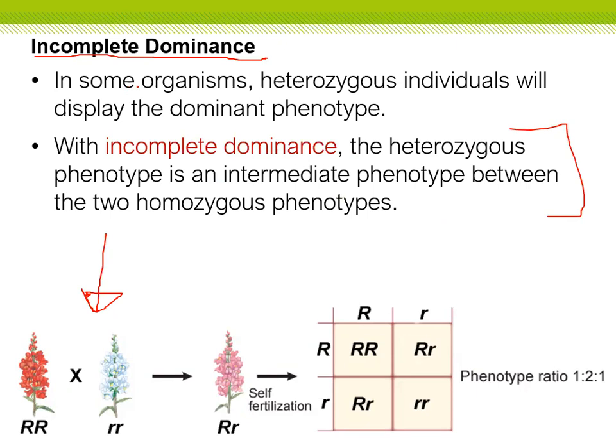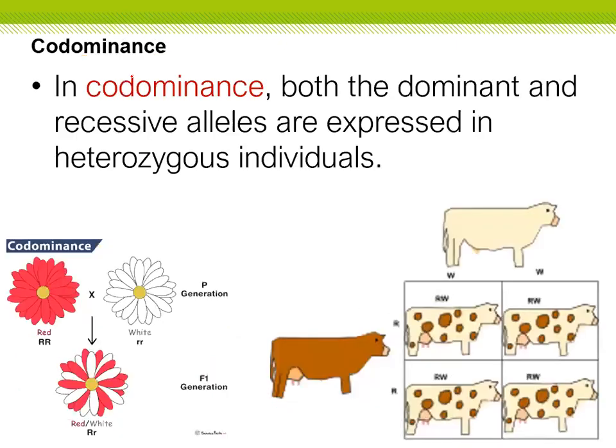Now this is different though. We go from dominance to incomplete dominance to something called codominance, where both of these alleles are shown. One example here is a red and a white flower is going to create a red and white flower. Same thing with the cows: black cow, white cow, you're going to get a spotted cow.